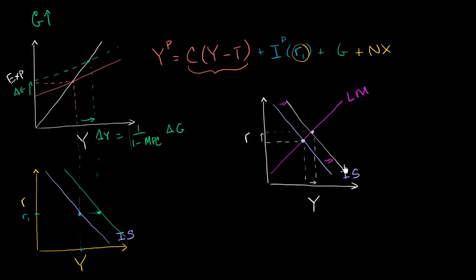Well, remember, the LM curve is driven by people's liquidity preferences at different levels of GDP. How much do they want to hold money, and how much would you have to pay them in terms of interest for them to depart with it, or how much interest are they willing to pay to get access to money at different levels of GDP? So that's not really impacted by government spending.